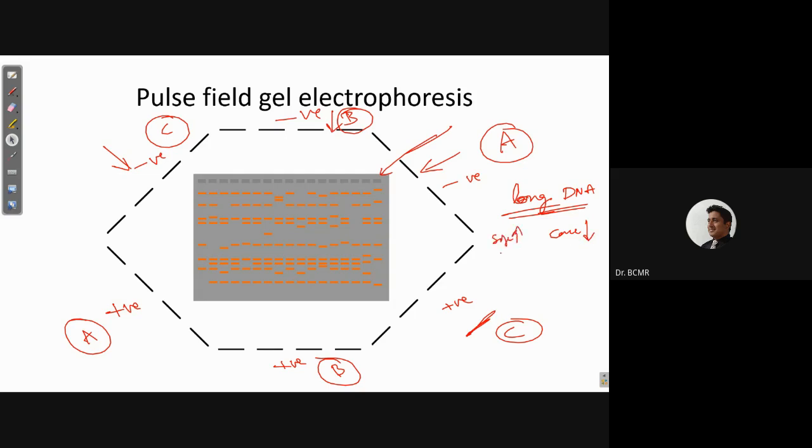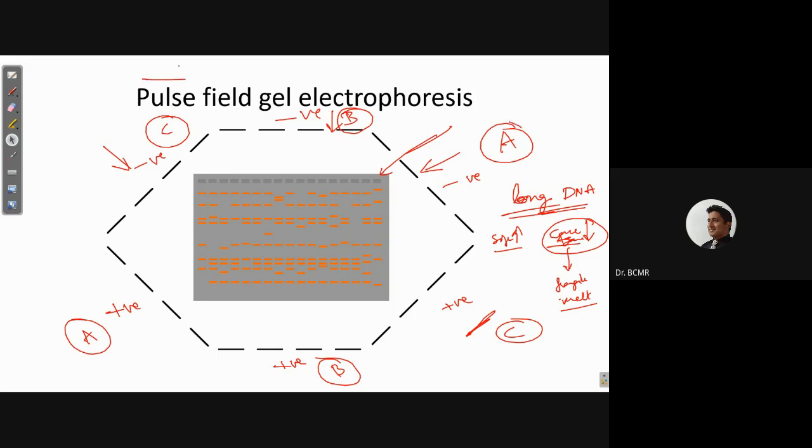So if the size is too enormous, you cannot go beyond a certain concentration of agarose, because the gel will be too fragile. And because heat is produced during electrophoresis, the agarose might melt easily. So we don't want to compromise beyond an extent on the concentration of agarose, and we have to rely on other things. One of the alternatives is to use pulse field gel electrophoresis.